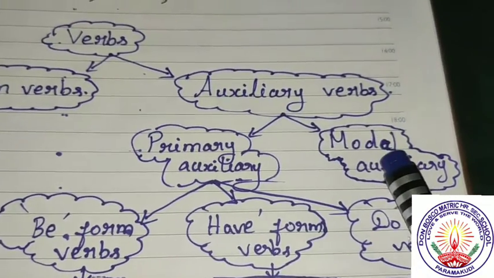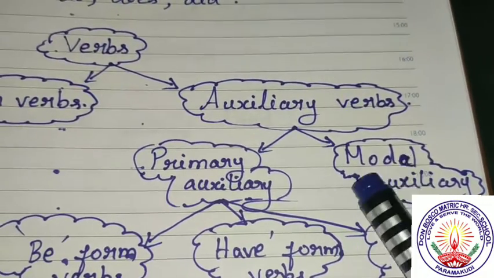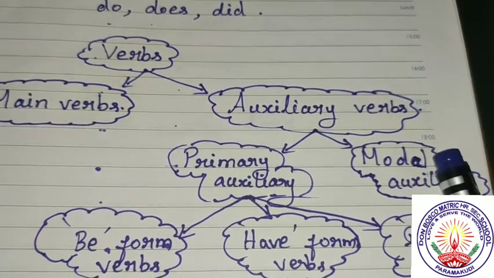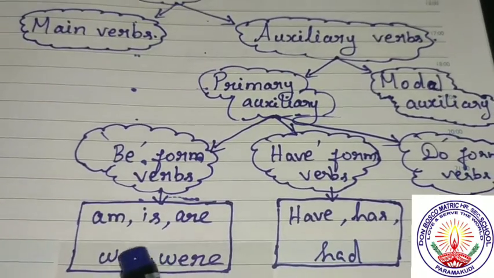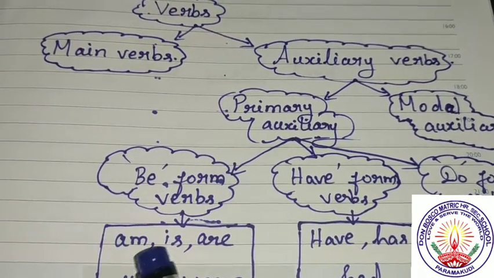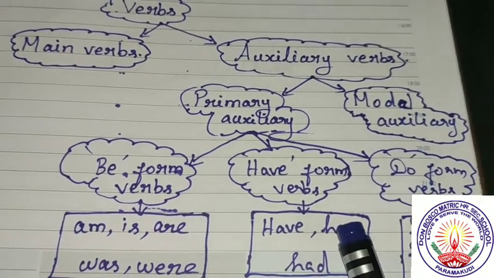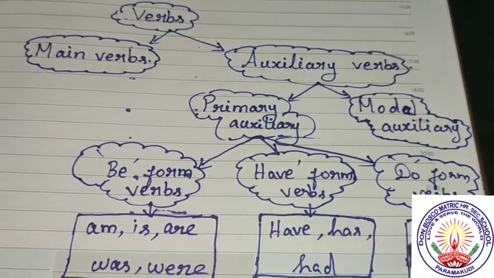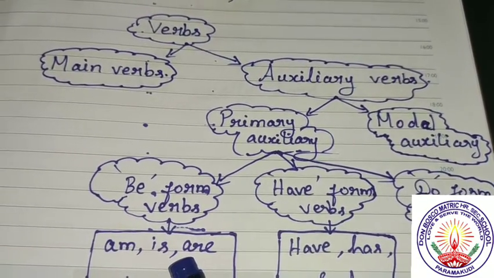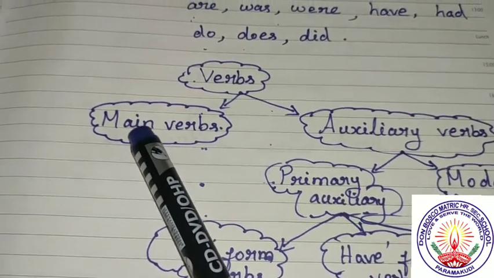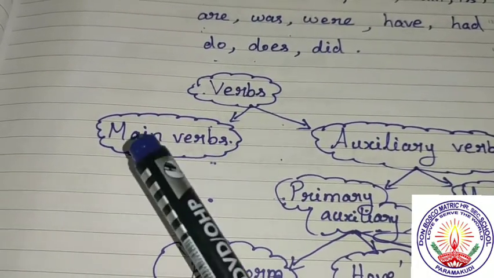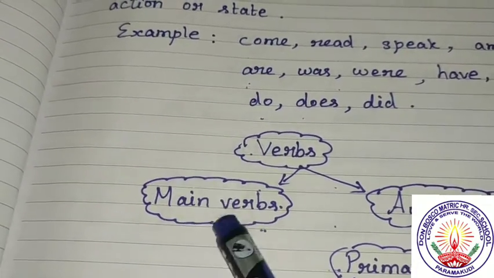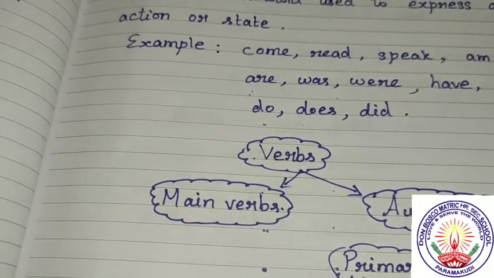Modal auxiliaries: can, could, shall, should, may, might, must, ought to, dare to. These are the modal auxiliaries. The be form verbs, the have form verbs, and the do form verbs can be used as a main verb. The main verbs can be classified into two: the strong verbs and the weak verbs, and also transitive and intransitive verbs. We will learn later in detail.